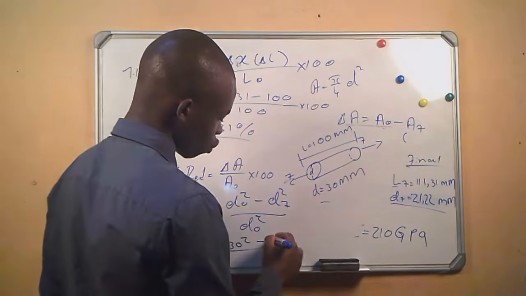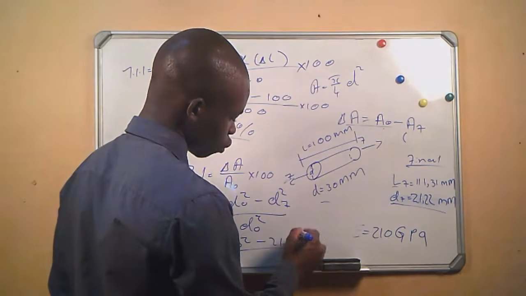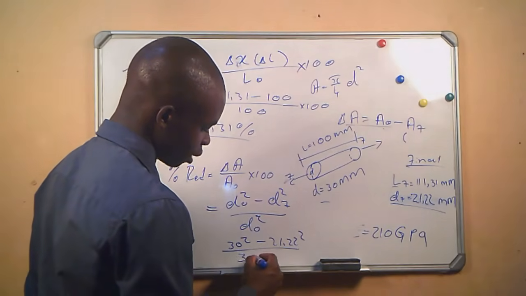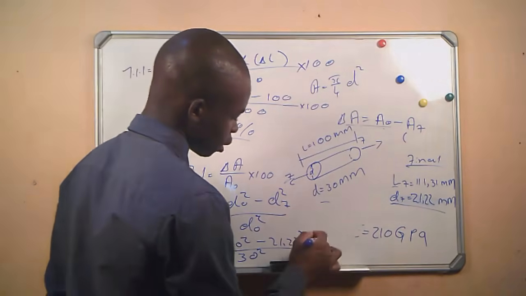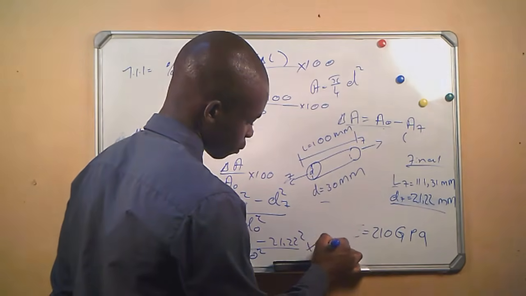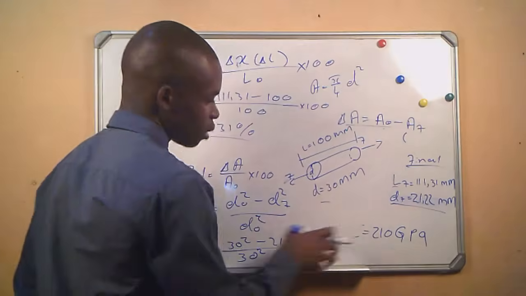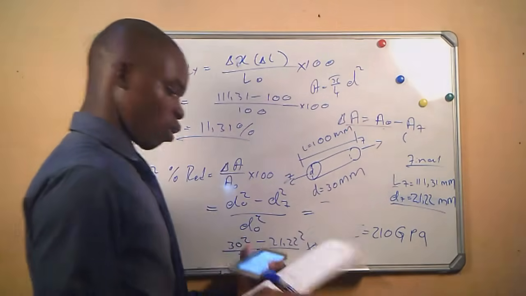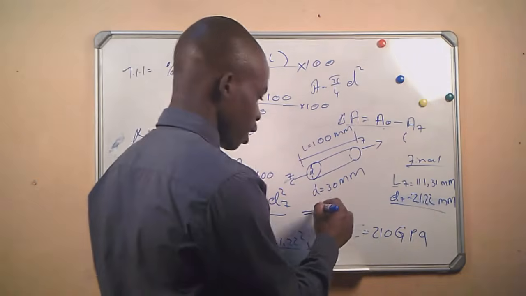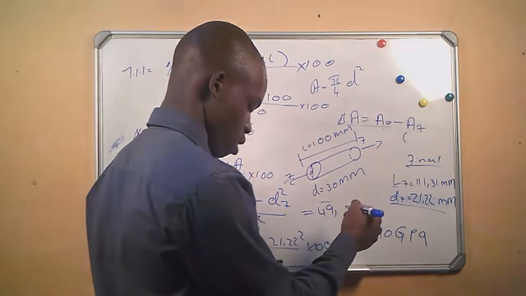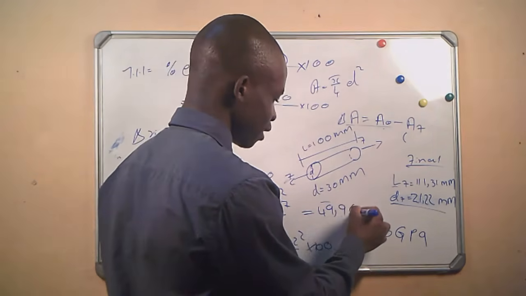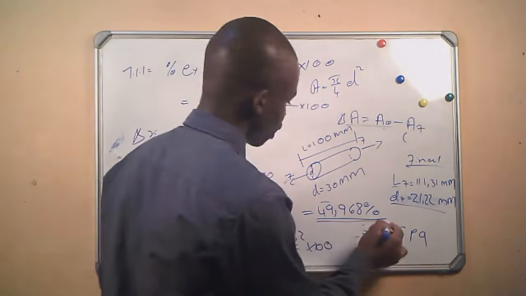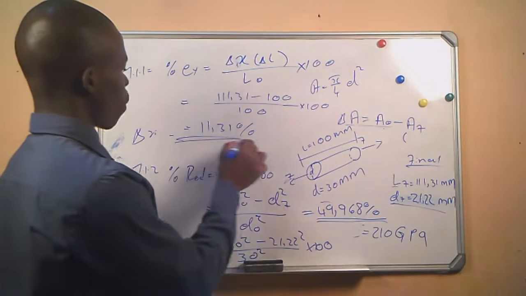The final d is 21.22 squared, and then divided by the original, which is 30 squared, times 100. Our answer, I'll write it here. I got that my answer is 48.968%. And then we are done with the first part of our question.